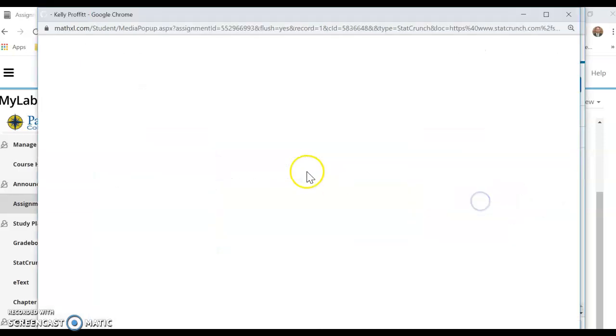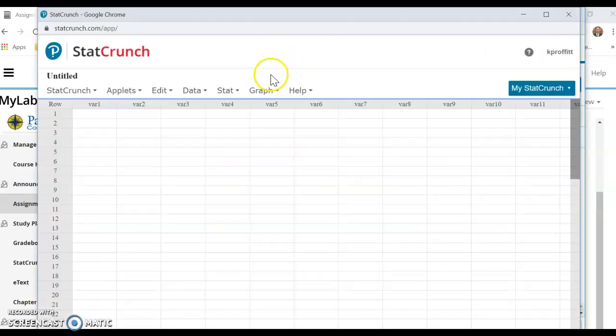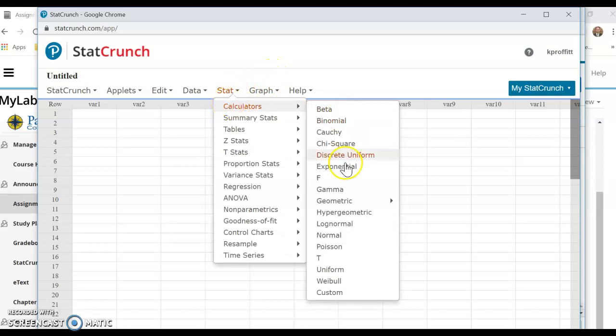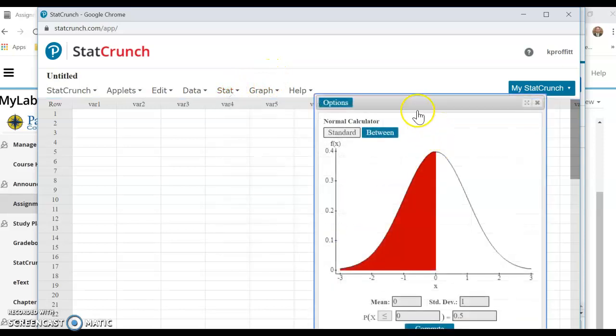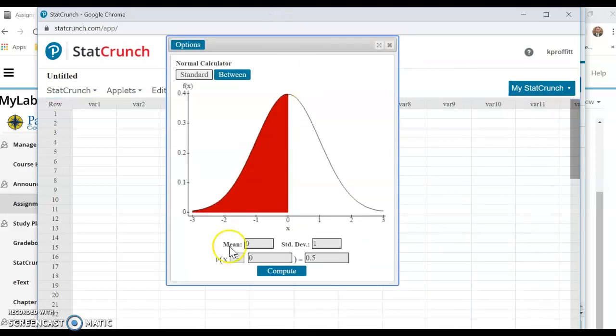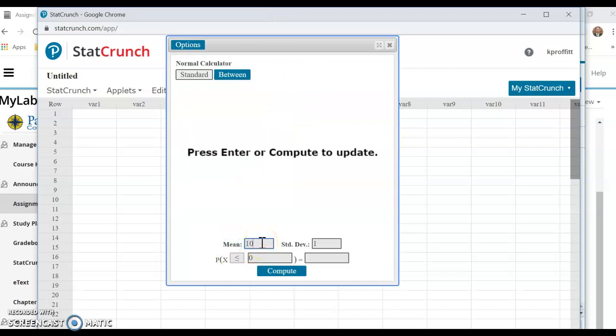So you're going to go to StatCrunch. You're going to also go to the stat calculator normal. Now the difference here is the mean is no longer 0. The mean for this problem is now 100, so you have to type that in. The standard deviation is no longer 1, since we're just on a regular normal curve. We're not on the standard normal distribution. We have to type in the mean and the standard deviation.